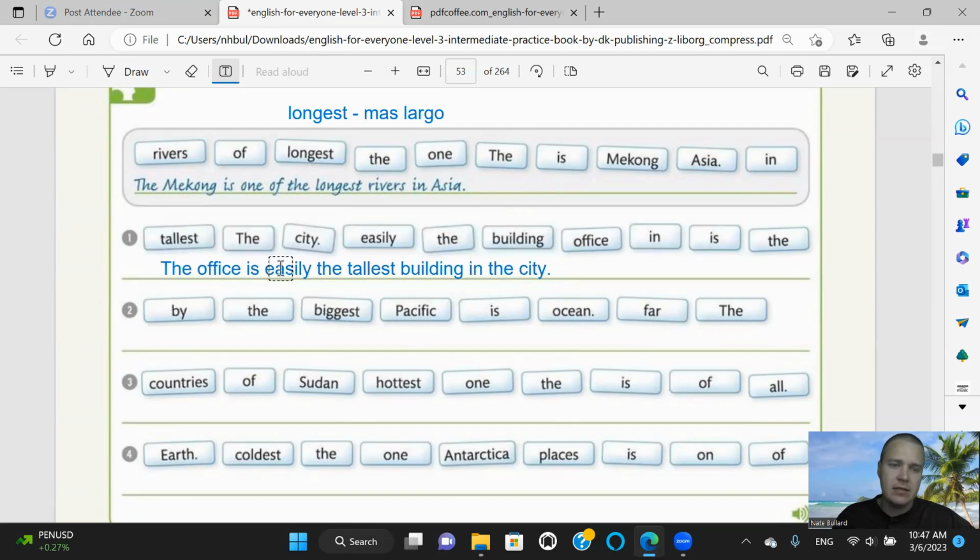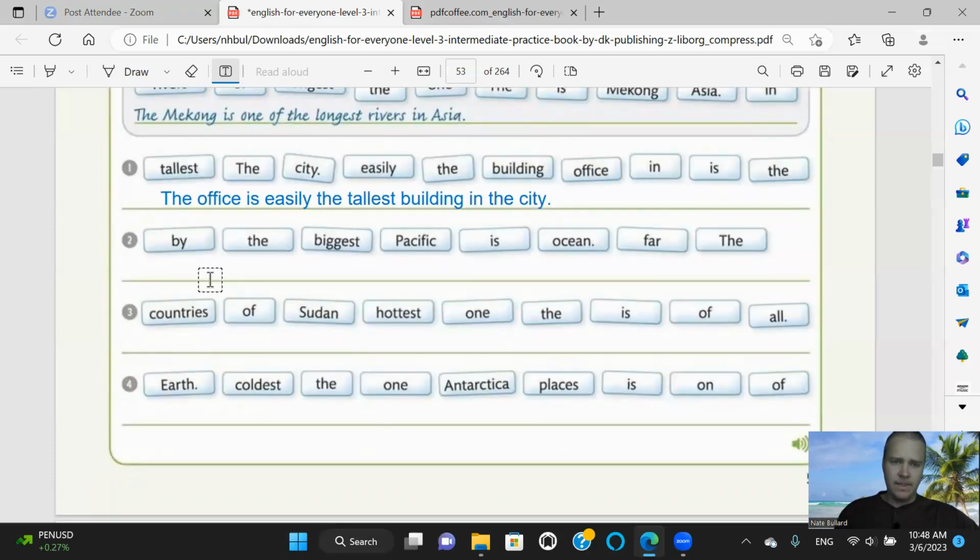La oficina es de lejos el edificio más alto en la ciudad. Easily, de lejos. The office is easily the tallest, lo más alto, el edificio más alto, tallest building, the tallest building, el edificio más alto en la ciudad, in the city.